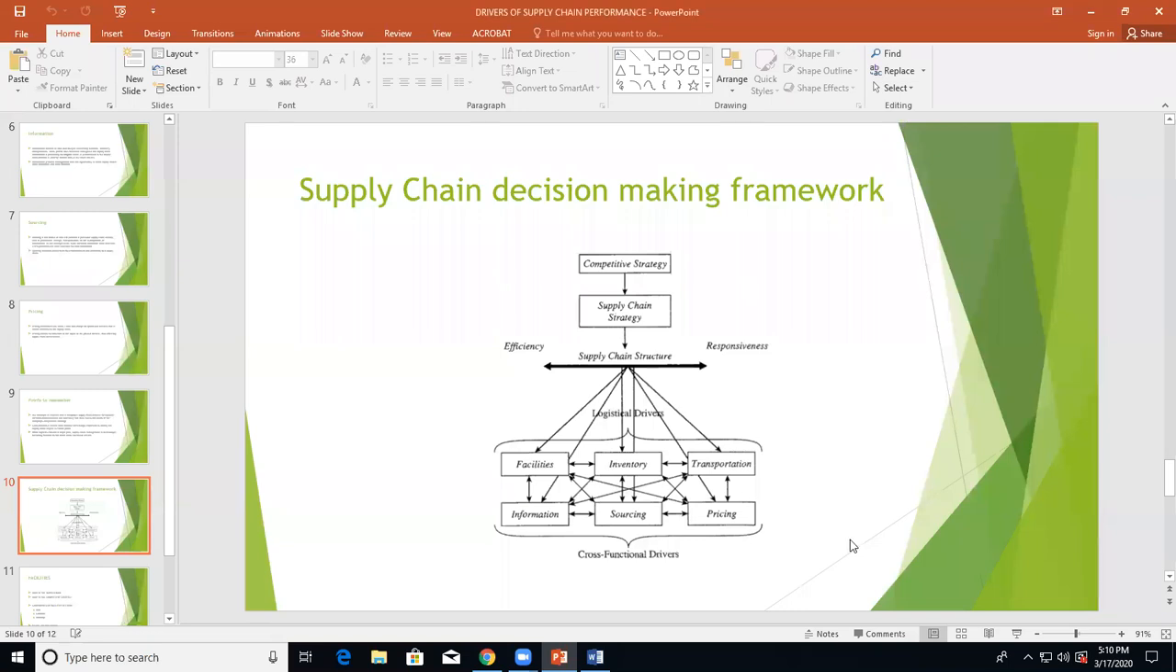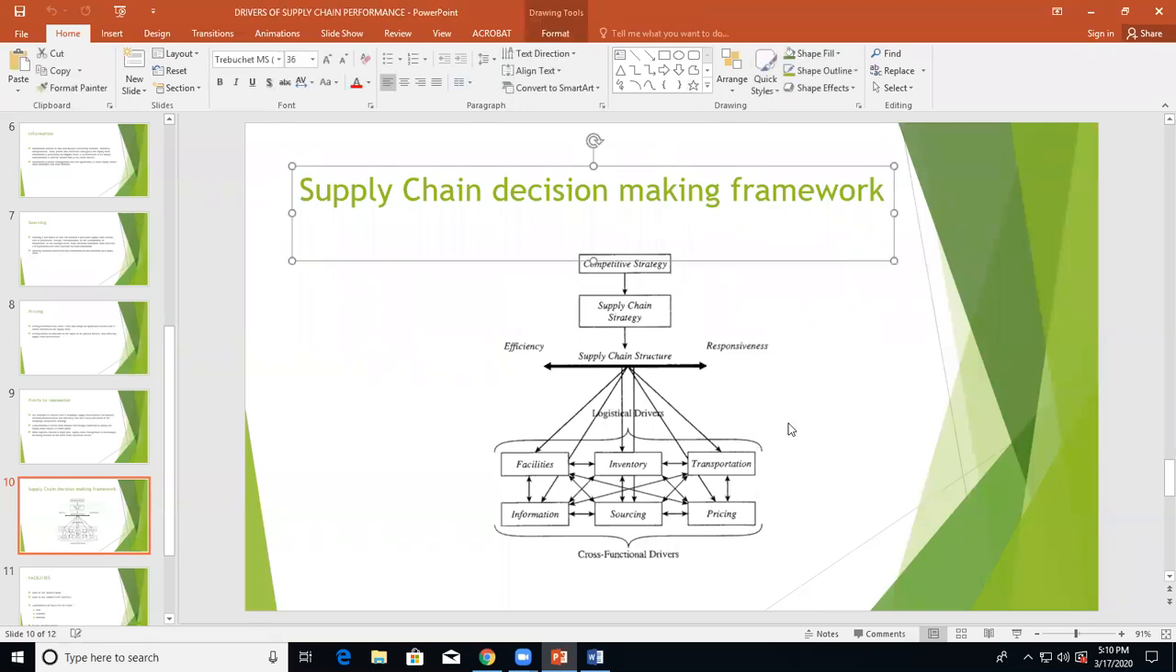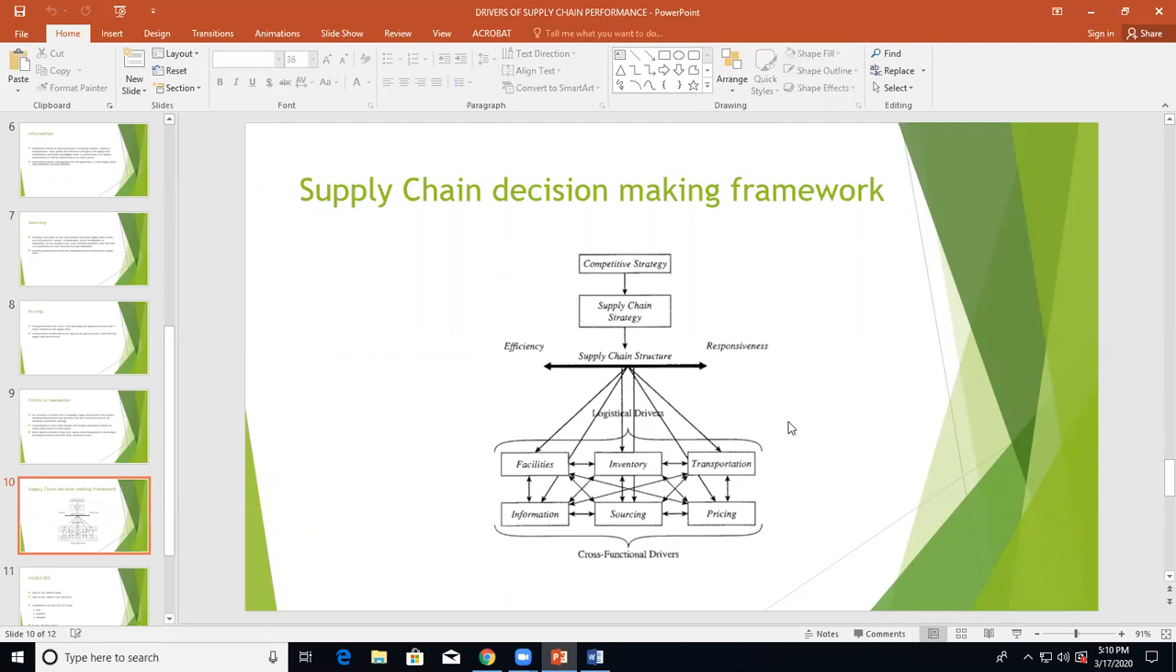Supply chain decision making framework. This is one of the most important slides. See on this slide, the competitive strategy is giving a constraint to the supply chain strategy.